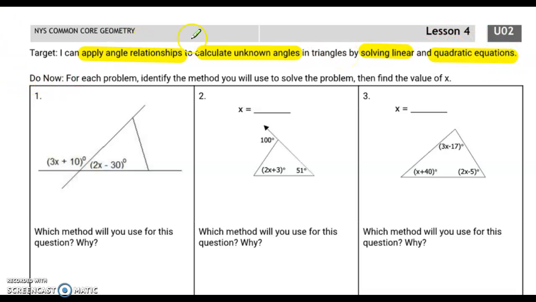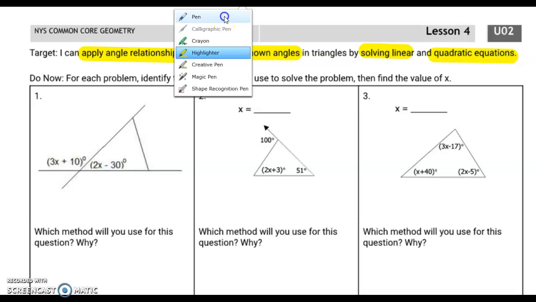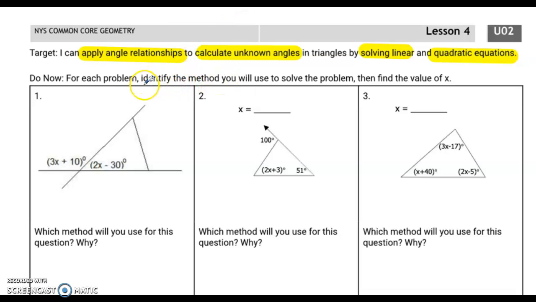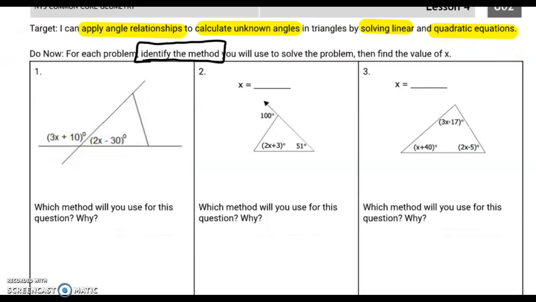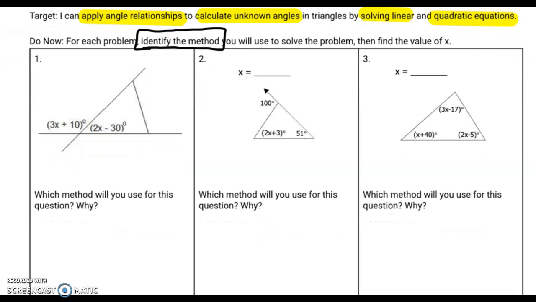For the do now, it asks us to identify the method that we're going to use to solve the problem first, and then find the value of x. Just like we're doing a normal problem on the test, on the quiz, on the Regents exam, you would need to identify the method first, then set up an equation to solve. So let's take a minute to do that. Go ahead and pause the video, try to figure out which method you would use and why for each of these problems, and then come back to see if you got it right.